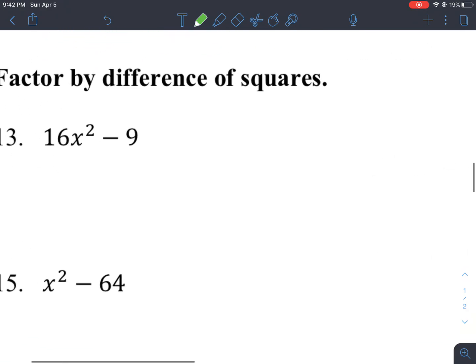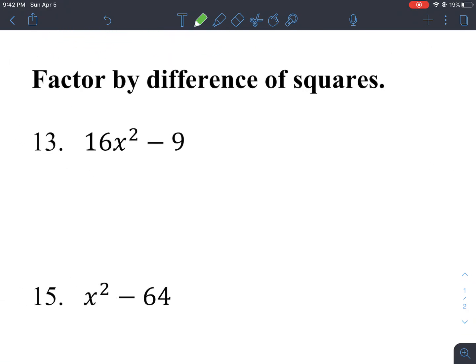Okay, and then lastly, we have difference of squares. So remember, this word difference means to subtract, and squares meant numbers that when you take the square root of them, you get a whole number, no decimals, anything like that. This was a special shortcut that we ended up learning, so we'll just jump to that.